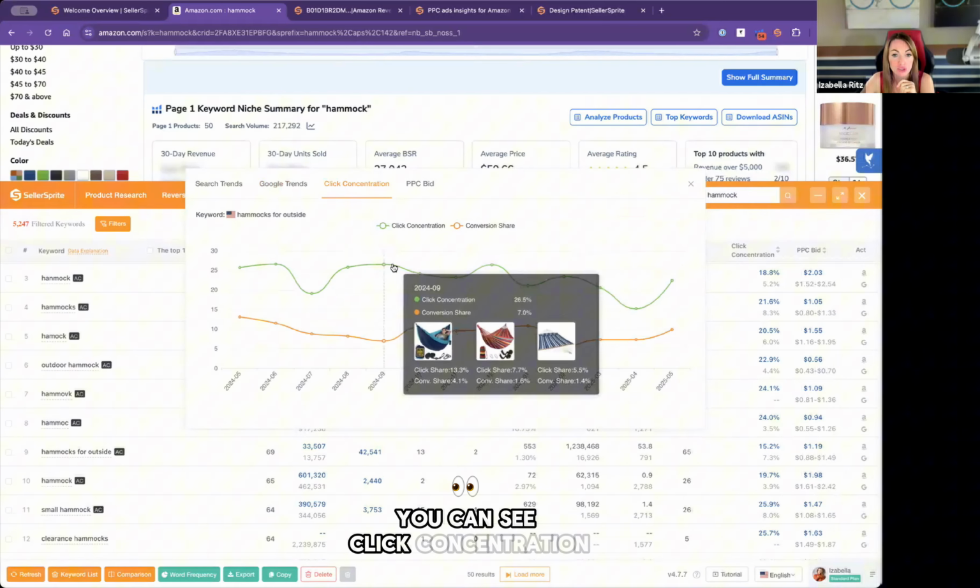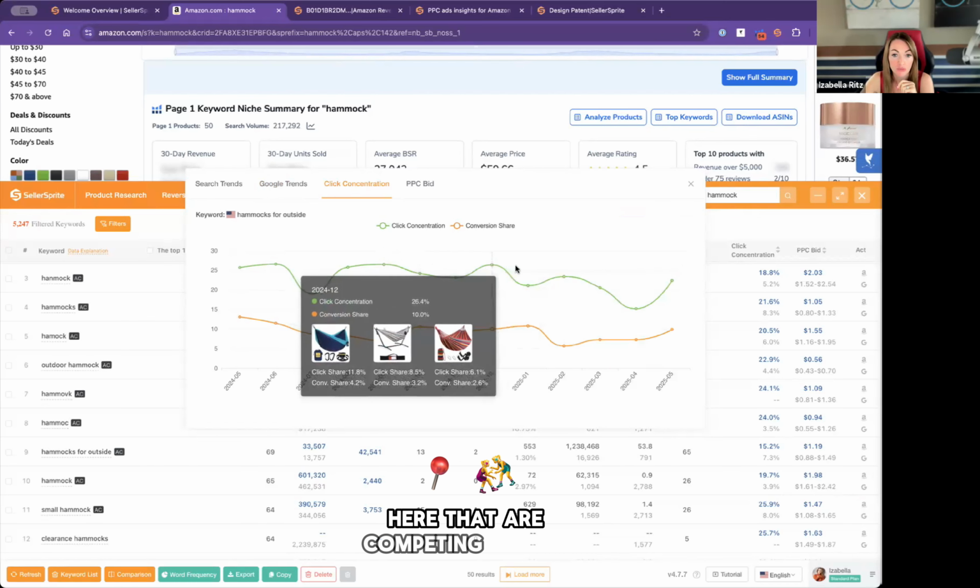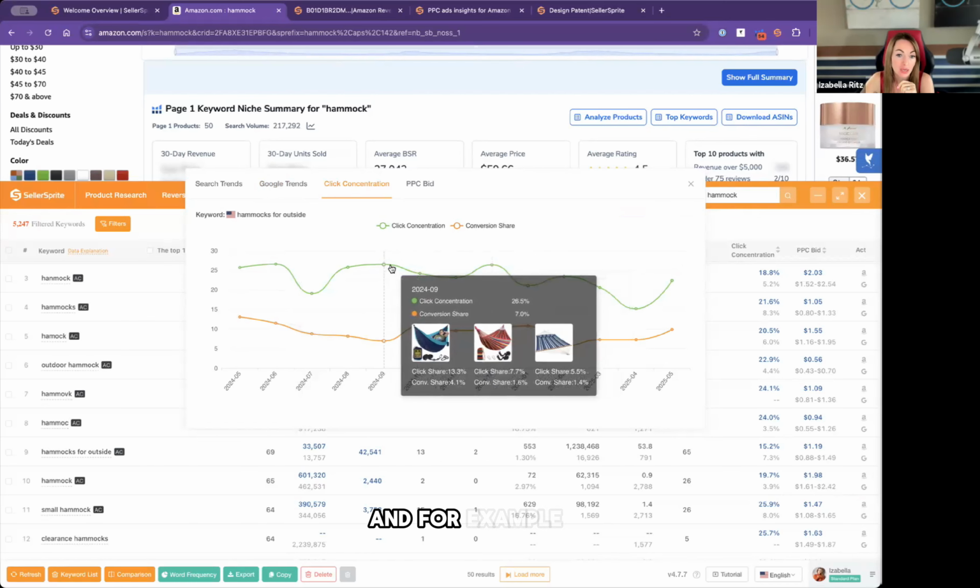You can see click concentration. What it means is you have several products here that are competing for certain keywords. And this is an absolutely incredible tool here. So you can go into 2024, for example, in September, and you can find out which hammocks have been fighting and sharing the clicks across everyone.